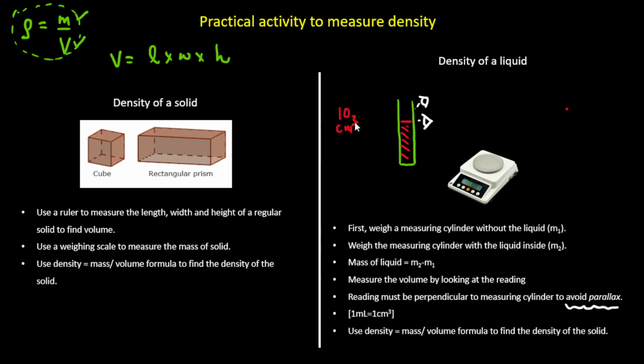That's why. And you will see that, let's say, it shows 10 milliliters. So you will know that 1 milliliter is equal to 1 centimeter cubed. So from this, you already know your volume as well. So finally, use the density is equal to mass by volume formula to find the density of the liquid here.